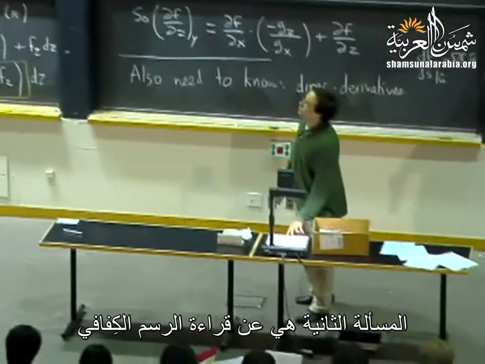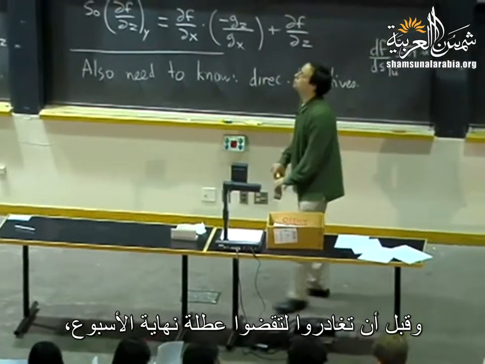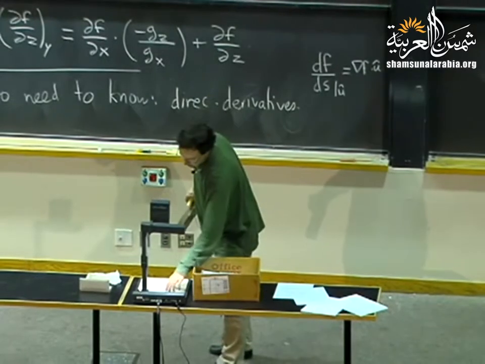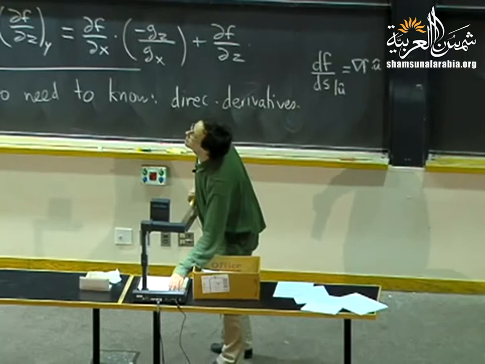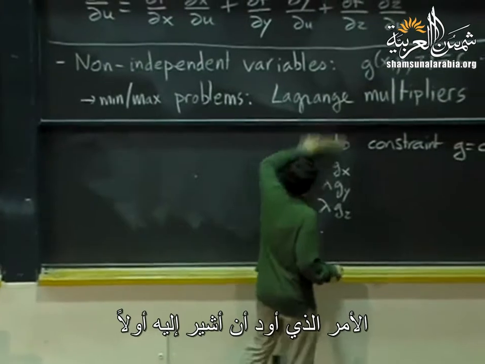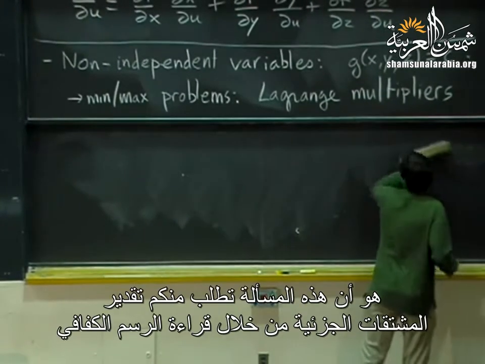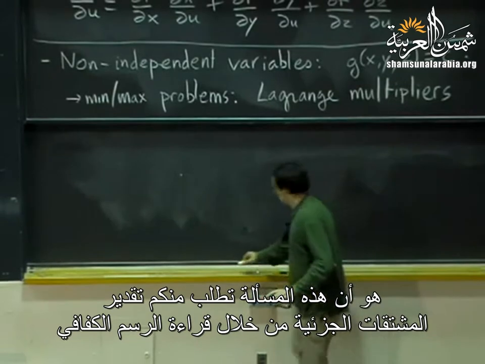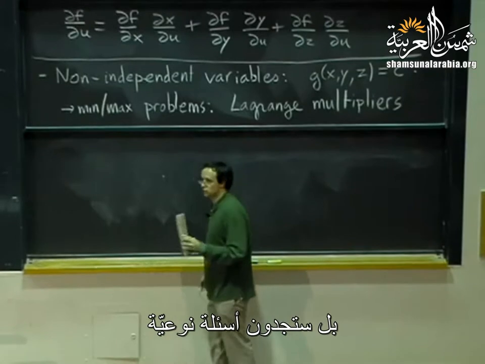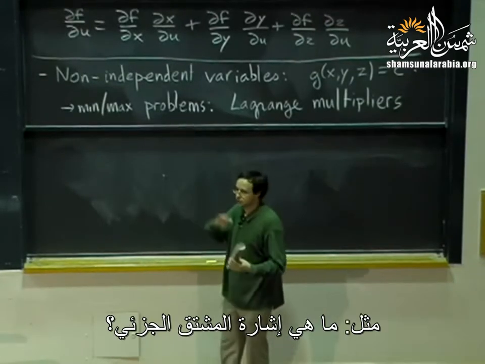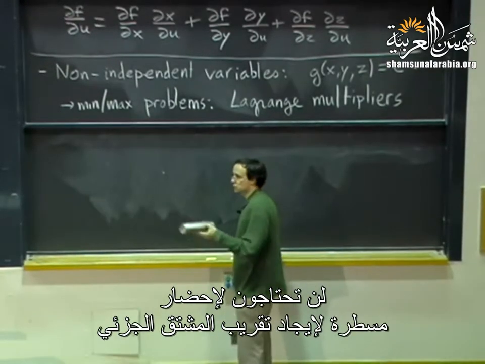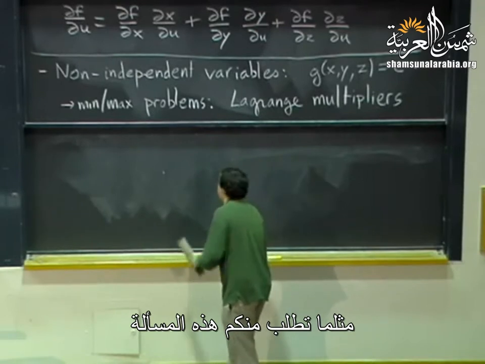The second problem is one about reading a contour plot. Before I let you go for the weekend, I want to make sure that you actually know how to read a contour plot. One thing I should first mention is, this problem asks you to estimate partial derivatives by reading a contour plot. We haven't done that, so that won't be on the test. We'll be doing qualitative questions, like what is the sign of a partial derivative? Is it 0, less than 0, more than 0? You don't need to bring a ruler to estimate partial derivatives in the way that this problem asks you to.